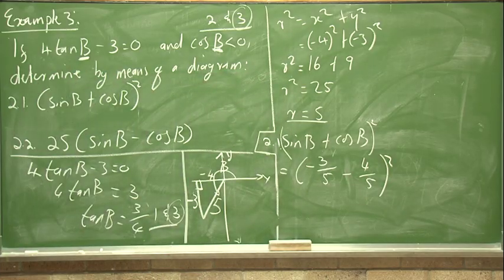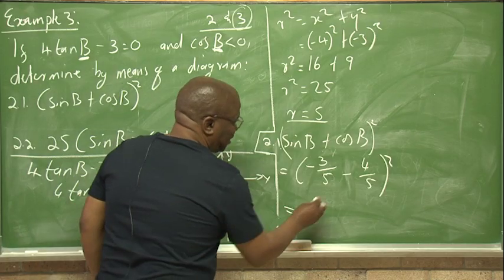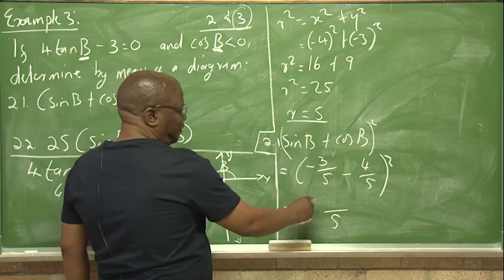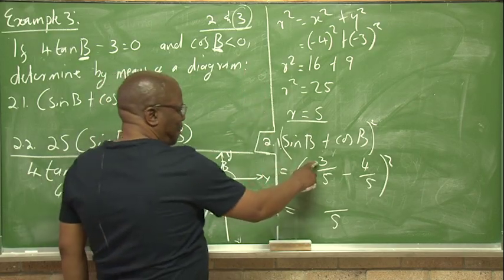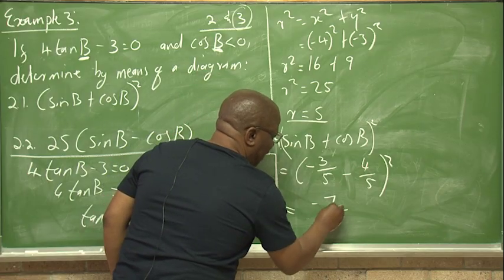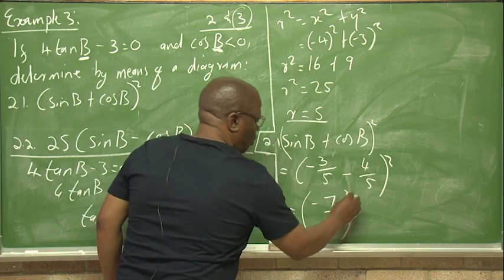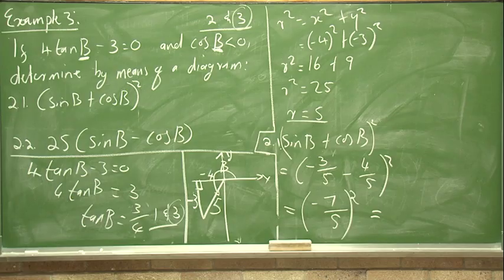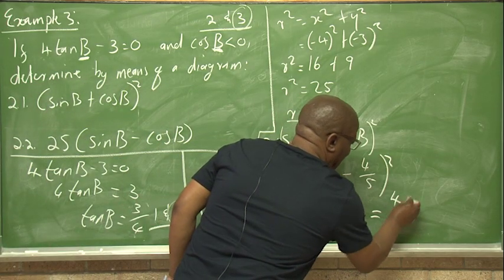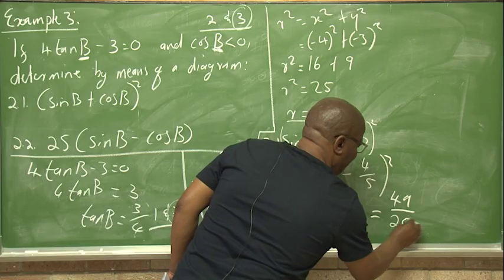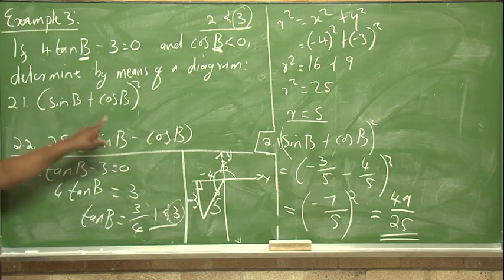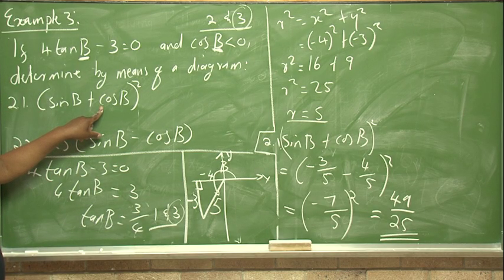Now let's add the two. What is the LCD? The LCD is 5. Then you just add the numerators. Negative 3 and negative 4 give you negative 7. Because it's all squared, you square it. Negative 7 squared gives you 49 over 25. If you simplify this whole thing, ultimately the answer is 49 over 25. Let's check 2.2, the next one.